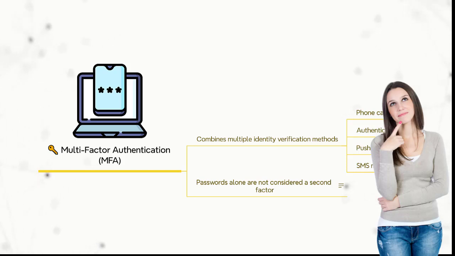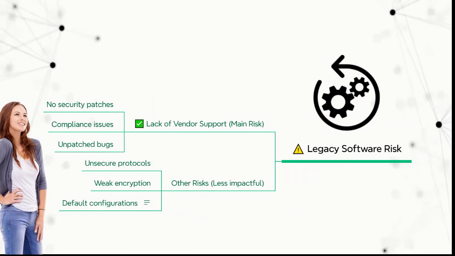MFA requires something you know, like a password, something you have, like a phone or security token, or something you are, like a fingerprint. Using two methods from different categories helps ensure it's really you trying to log in. So if you're only using a password and an SMS, you're on the right track. But don't forget that there are more secure methods like app-based tokens that offer better protection.